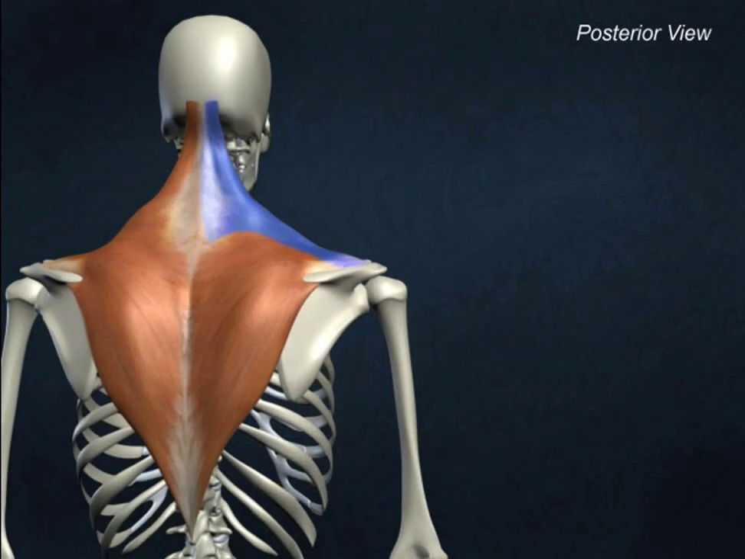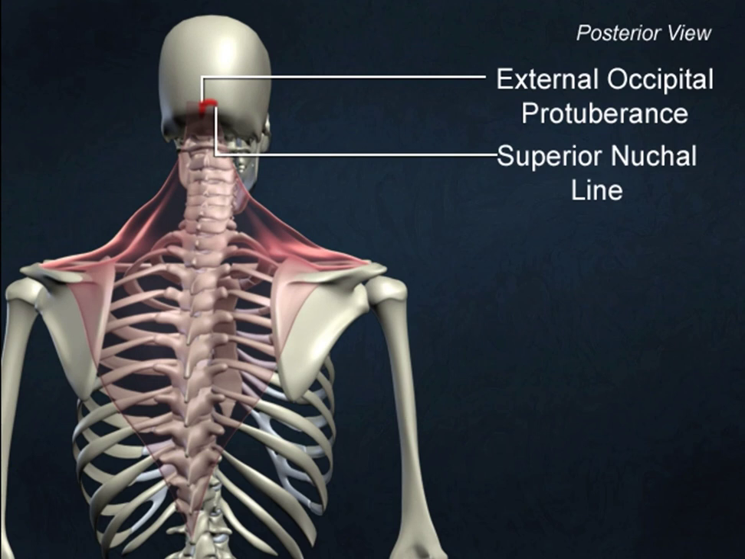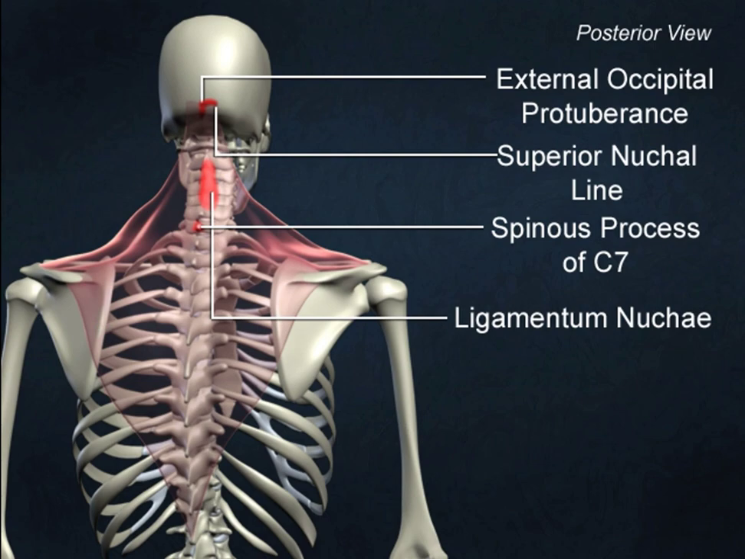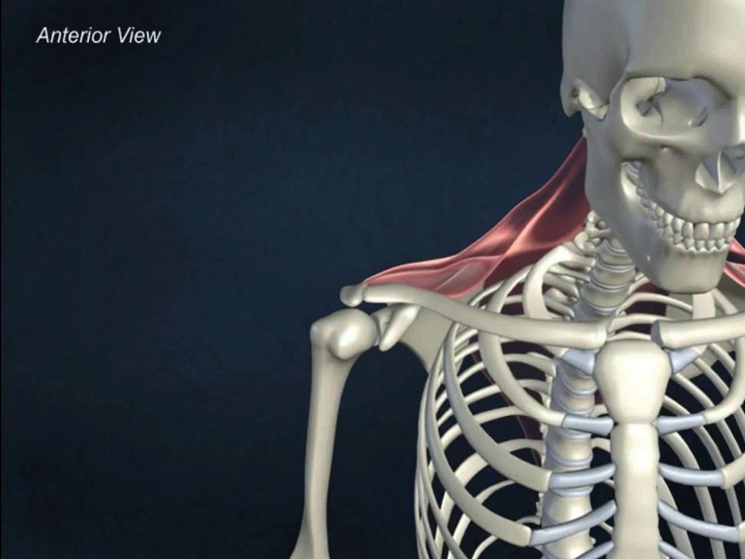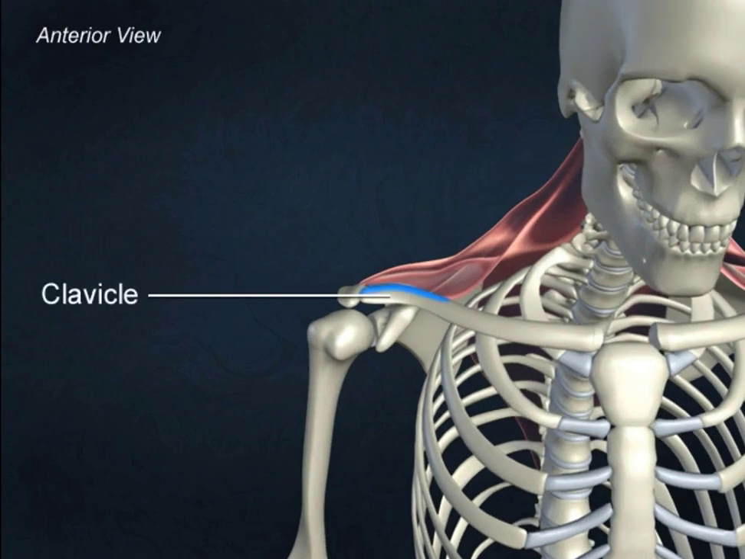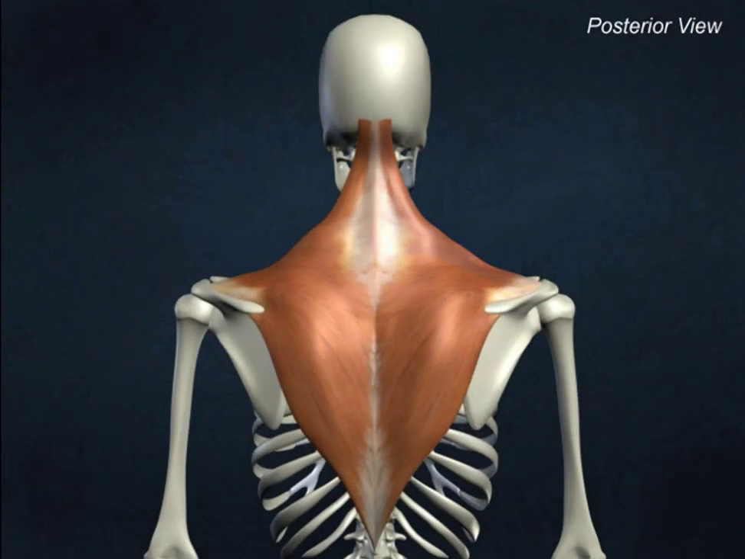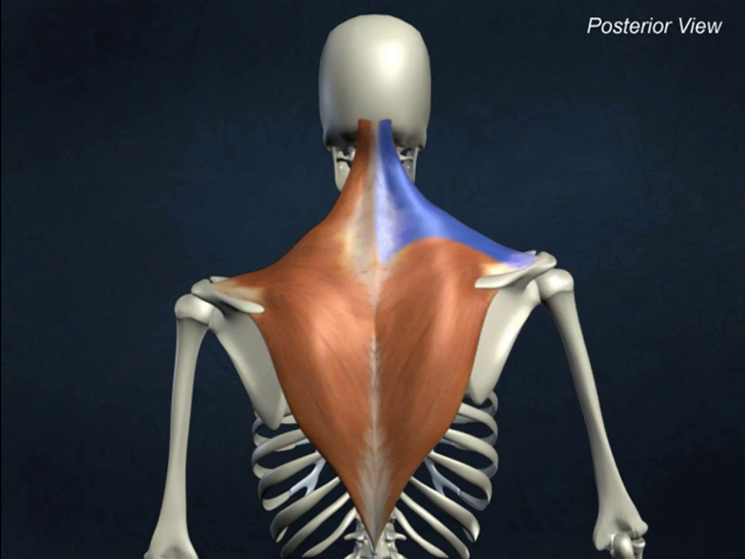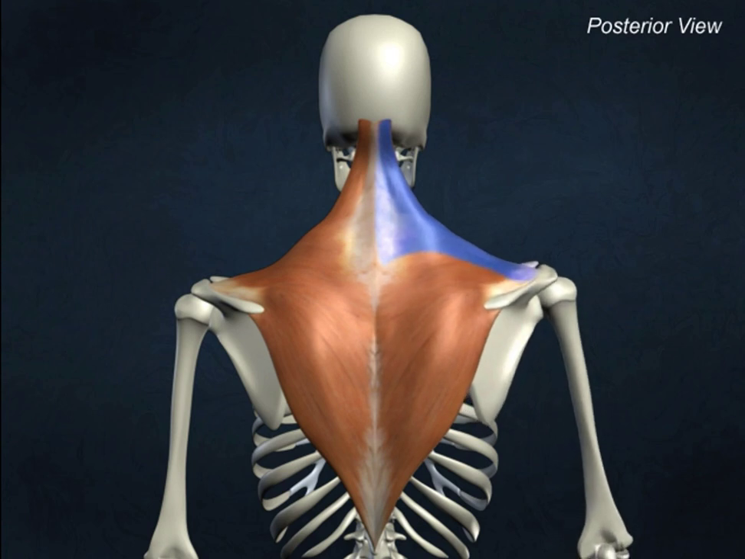The origins of the superior fibers are from the external occipital protuberance, the superior nuchal line, the ligamentum nuchae, and the spinous process of vertebrae C7. The insertions are to the lateral 1/3 of the clavicle and acromion of the scapula. With the origin fixed, the superior fibers elevate the scapula, gliding it toward the skull. The superior fibers also laterally rotate the scapula upward.